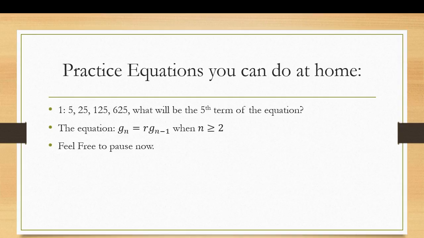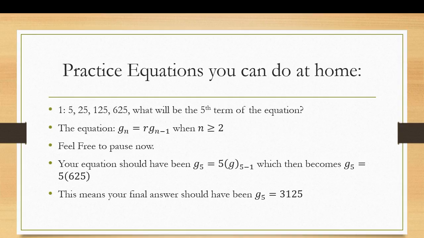So now let's look at some practice equations you can do at home. For this one, we have the sequence 5, 25, 125, 625. So what will be the fifth term of the sequence? The equation g sub n equals r g sub n minus 1, when n is greater than or equal to 2, is the equation you'll use. Feel free to pause now.